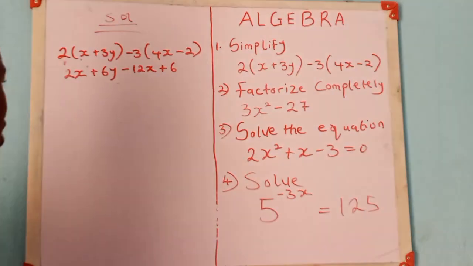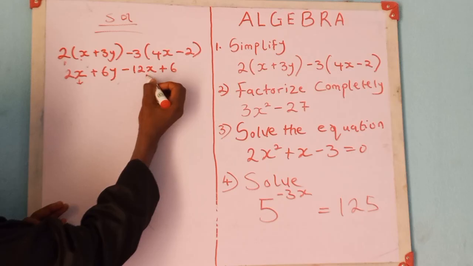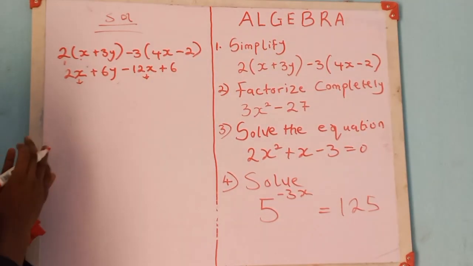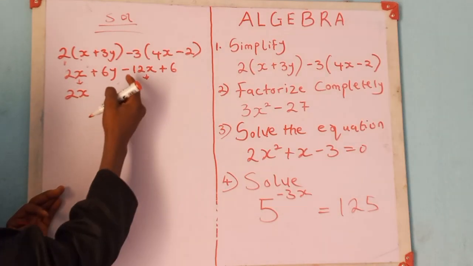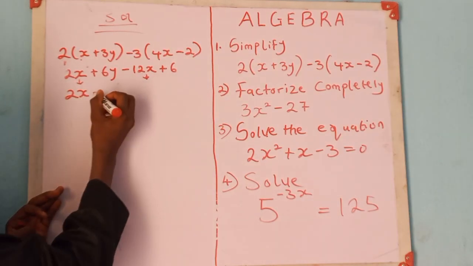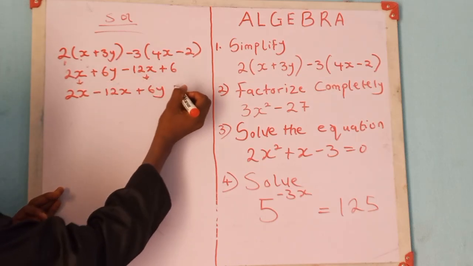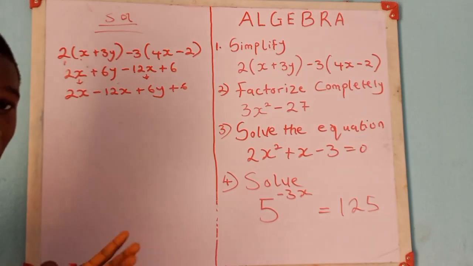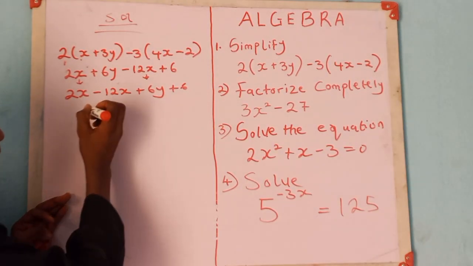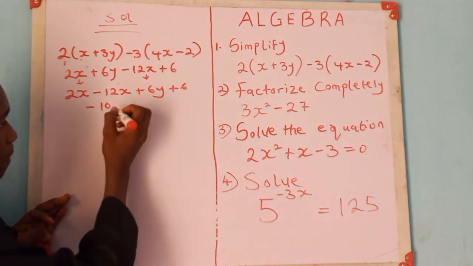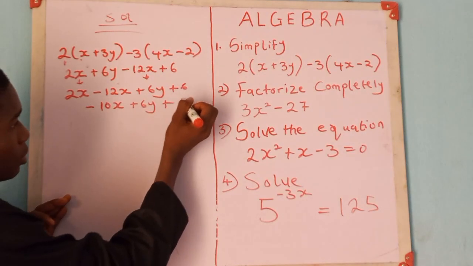Now from this point, since I have this one carrying x and also this one carrying x, I need to bring them to one spot together. That's to say, I'm going to be having 2x. Then this one will come to meet it here. That's minus 12x. I have the one that has y, plus 6y, then plus 6. Hope you understand what I'm doing here. So now 2x minus 12x is going to give me minus 10x. Then I have plus 6y, and I have plus 6.